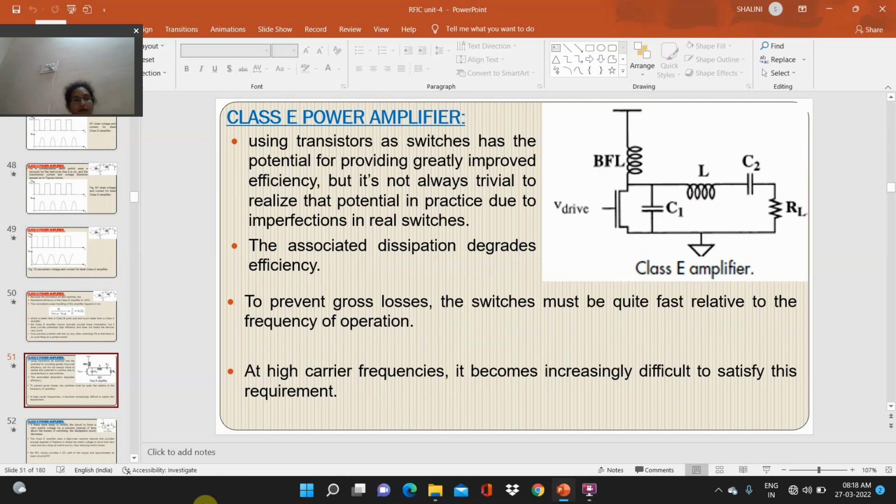Using transistors as switches has the potential for providing greatly improved efficiency, but it's not always trivial to realize that potential in practice. Due to imperfections in real switches, the associated dissipation degrades efficiency. To prevent gross losses, the switches must be quite fast relative to the frequency of operation. At high carrier frequencies, it becomes increasingly difficult to satisfy this requirement.